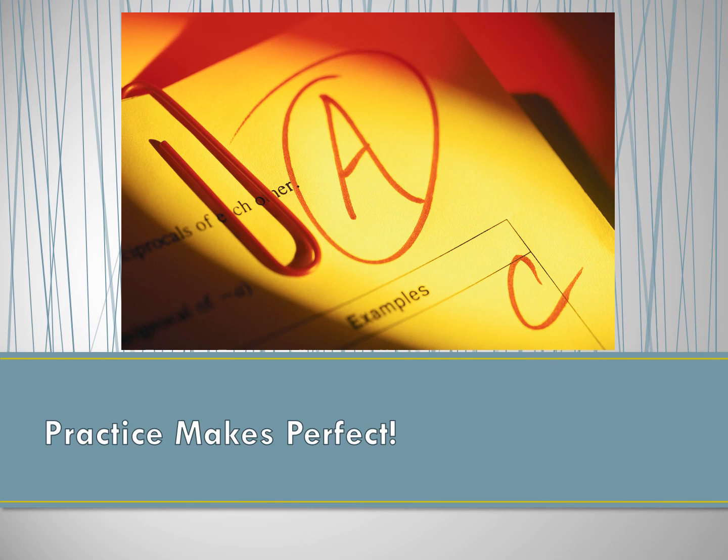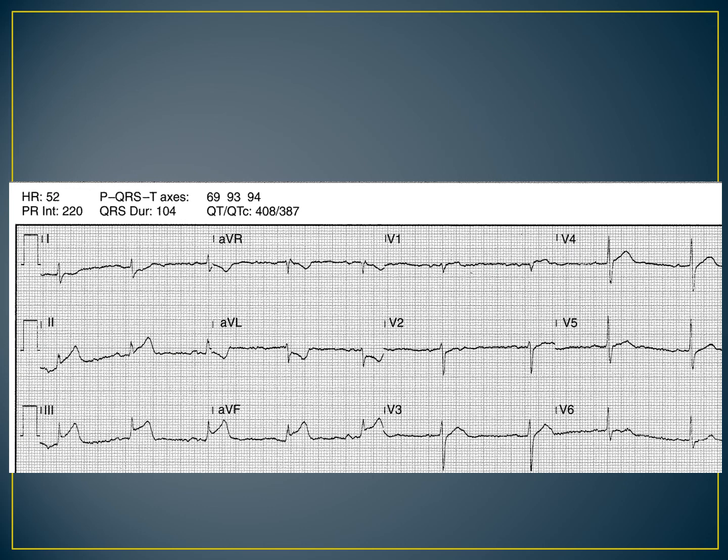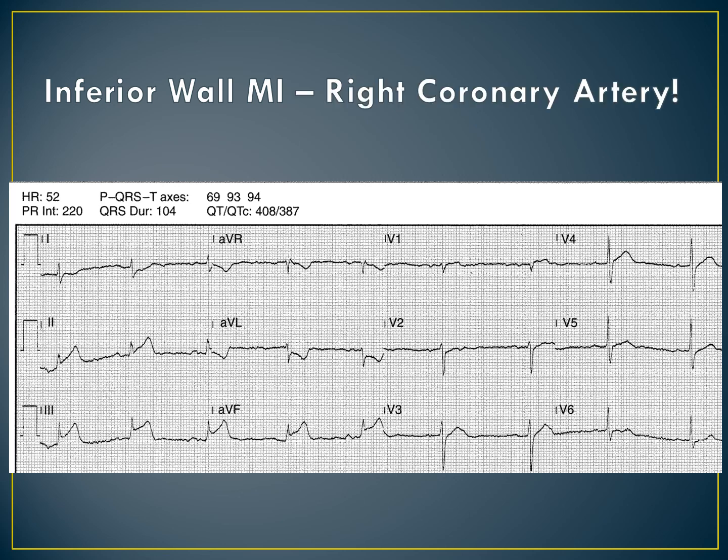Alright, let's try a couple for practice and see how you do. Here's the first one. Using the I See All Leads, where is the MI located? This is an inferior wall MI with ST elevation in leads 2, 3, and AVF, and you will note reciprocal depression in leads 1 and AVL. What artery is occluded in this inferior wall MI? If you said the right coronary artery, then you are correct.